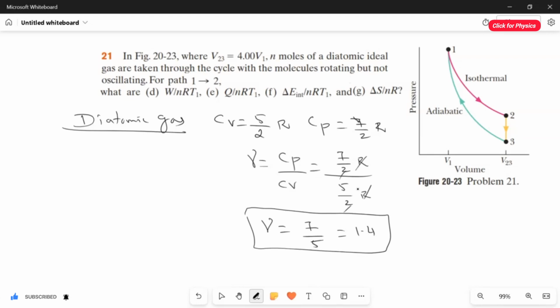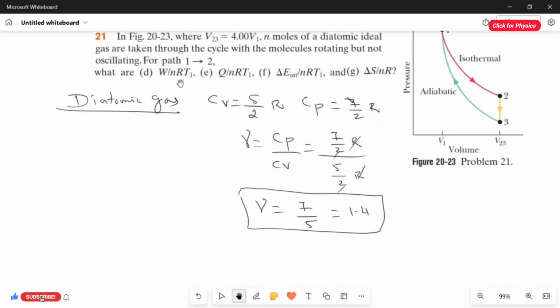Clear? So let's see the figure one more time. This time we are going to consider the path 1 to 2. That means path 1 to 2 refers to the isothermal. So for this isothermal part, we have to answer question numbers D, E, F and G. Clear? Okay, let's start.